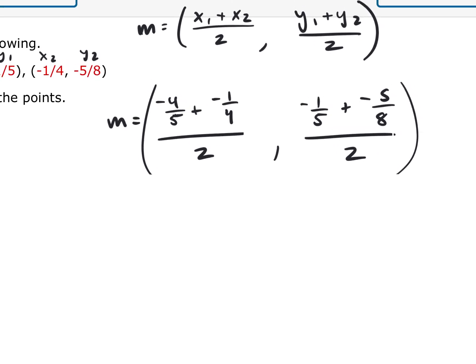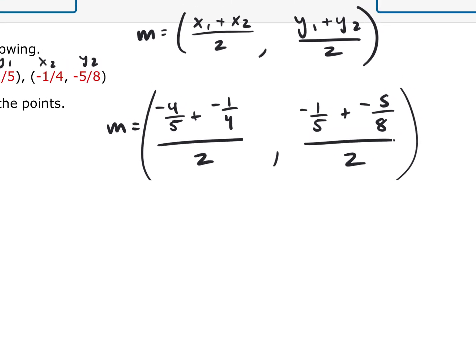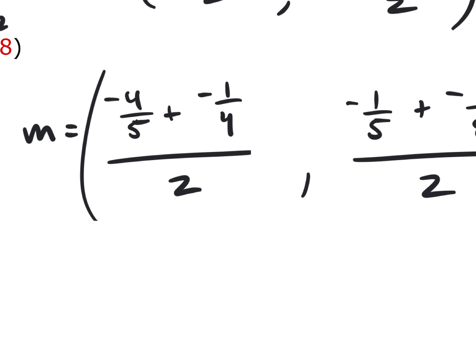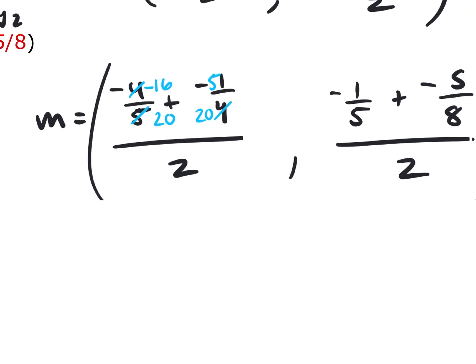What do we need if we're adding with fractions? Common denominator. So the first one, our common denominator would be 20. So I'm going to multiply the top and the bottom here by 4. So I have negative 16 over 20. And the second one, I'm going to multiply the top and the bottom by 5. So it'd be negative 5 over 20. So when we add those together, we get negative 21 over 20 over 2.